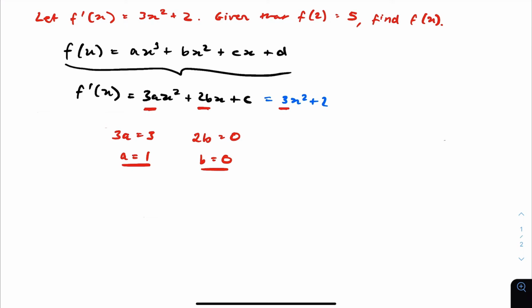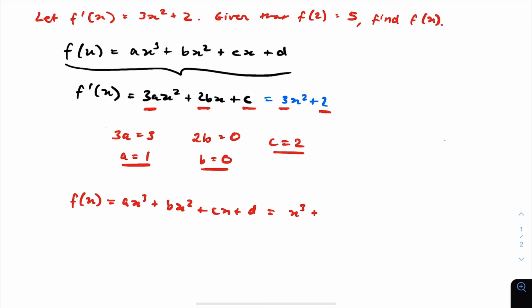Now for c, this is relatively easy. The constant here just matches the constant on the other side, so c is equal to 2. Therefore, we know that the original function, which we said is ax cubed plus bx squared plus cx plus d, has to equal x cubed plus 0x squared, so it's not there, plus 2x plus d, just substituting our values of a, b, and c in there. We don't have d, because d went away when we differentiated this function.